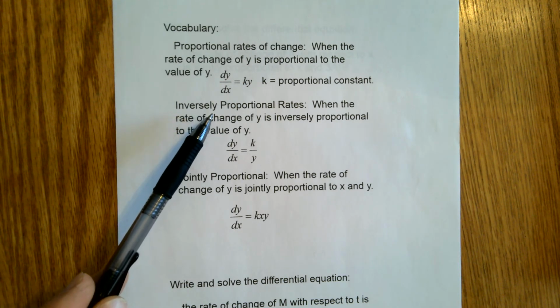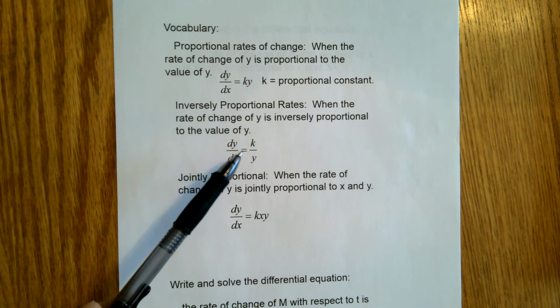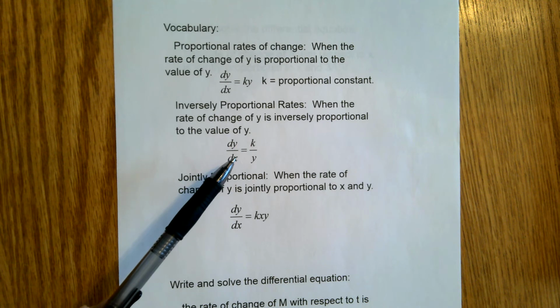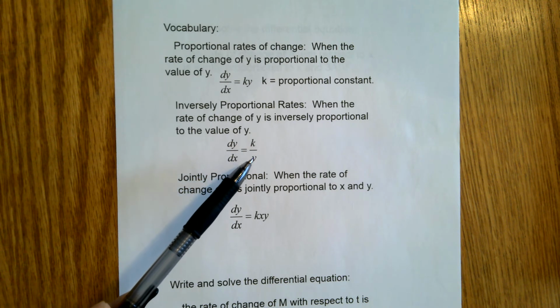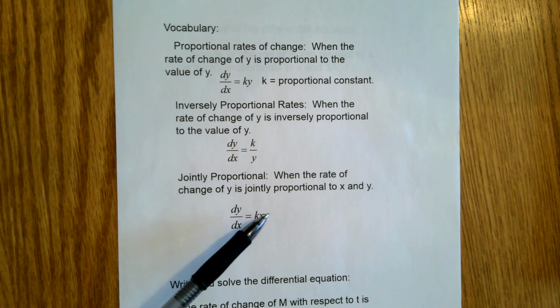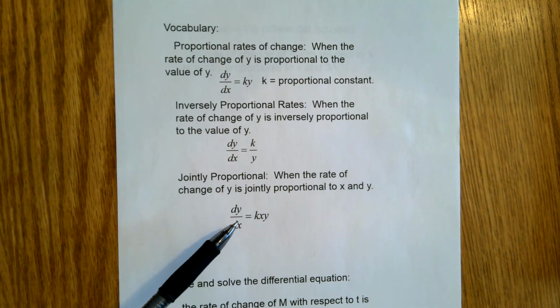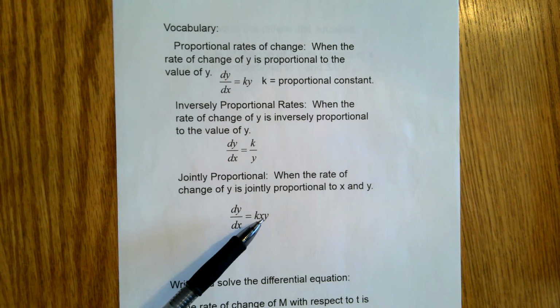Inversely proportional rates, that's when the rate of change of y is inversely proportional. So inversely proportional dy dx is going to equal k over y. And jointly proportional, then that is with x and y, the rate of change of y with respect to x is going to be k times xy.